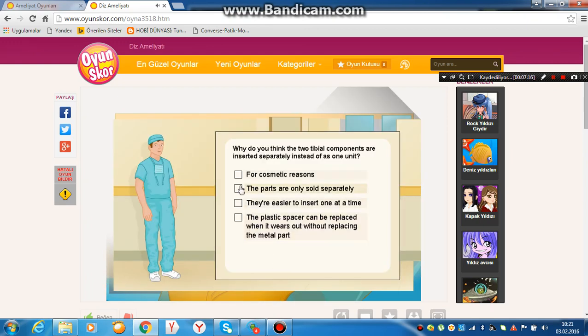Why do you think the two tibial components are inserted separately instead of as one unit?